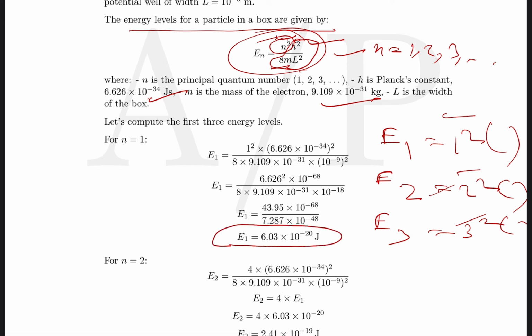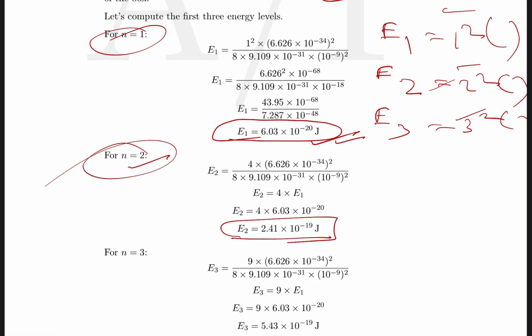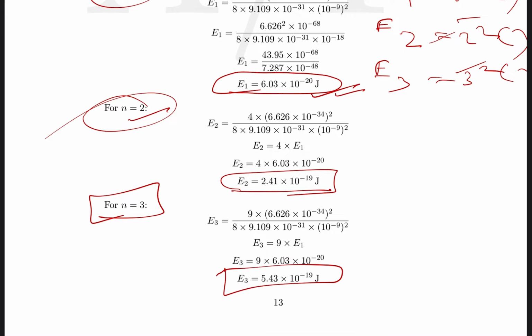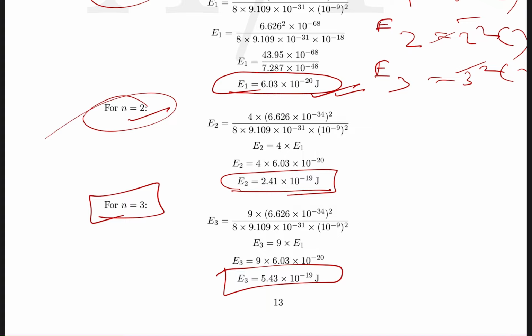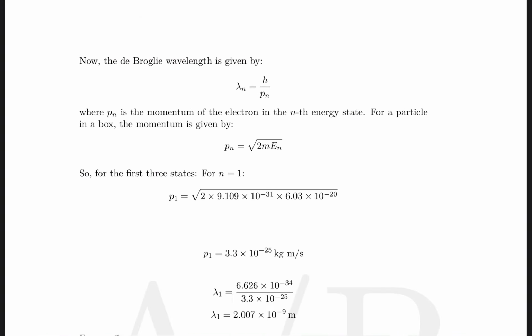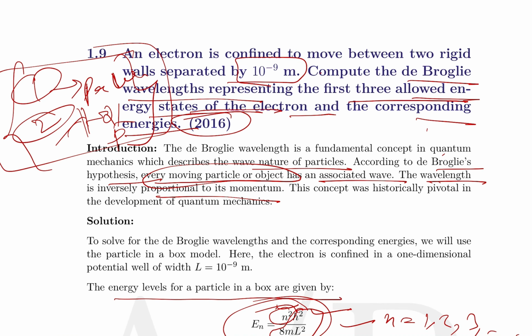So for n equal to 1, the energy is 6.03 × 10^-20 joules. For n equal to 2, we have 2.41 × 10^-19 joules. For n equal to 3, we have 5.43 × 10^-19 joules. So for these three allowed energy states, we have the corresponding energies. Now, what else does this question ask? It asks to compute the de Broglie wavelengths representing the first three allowed energy states and the corresponding energies.